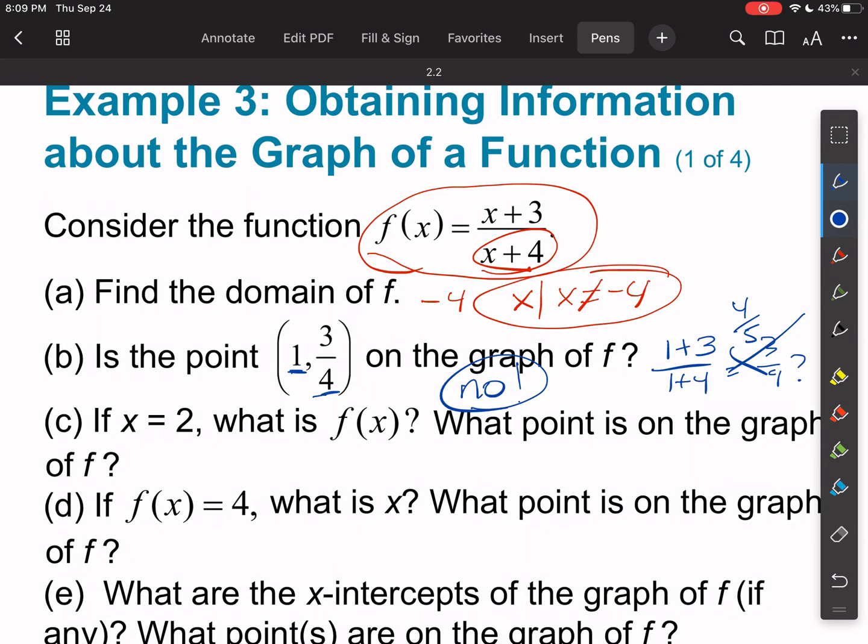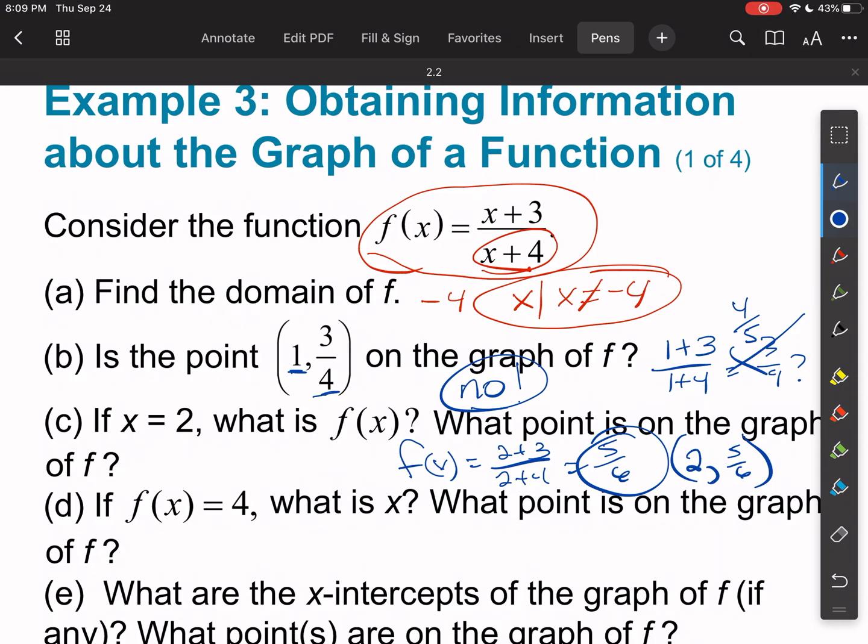Then it says if x equals 2, what is f of x? All right, so we're just going to solve when x equals 2. So that would be (2 plus 3) over (2 plus 4), which is 5/6. And then it says what point is on the graph of f? Well, we plugged a 2 in. We got a 5/6 out. So that is a point on our graph.